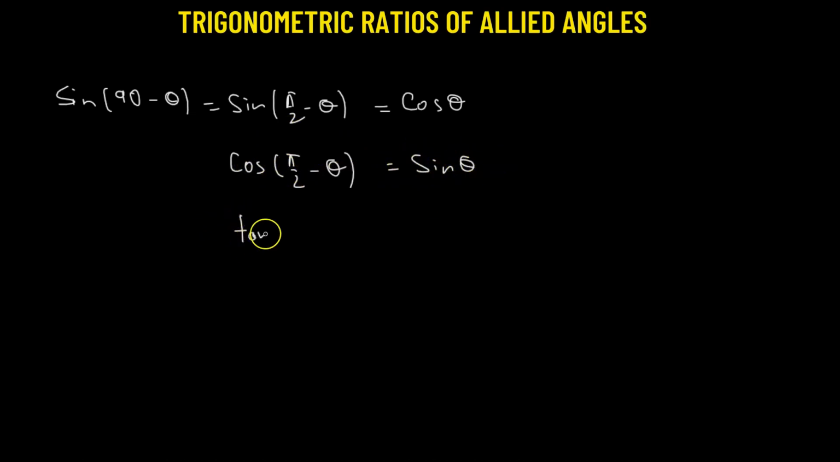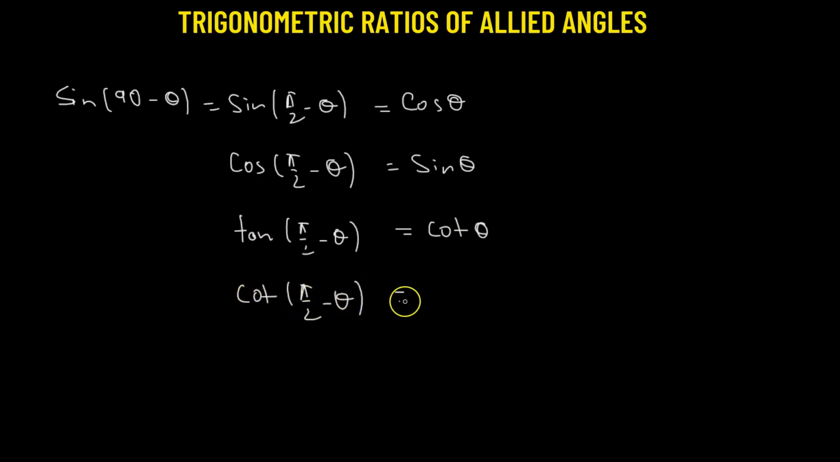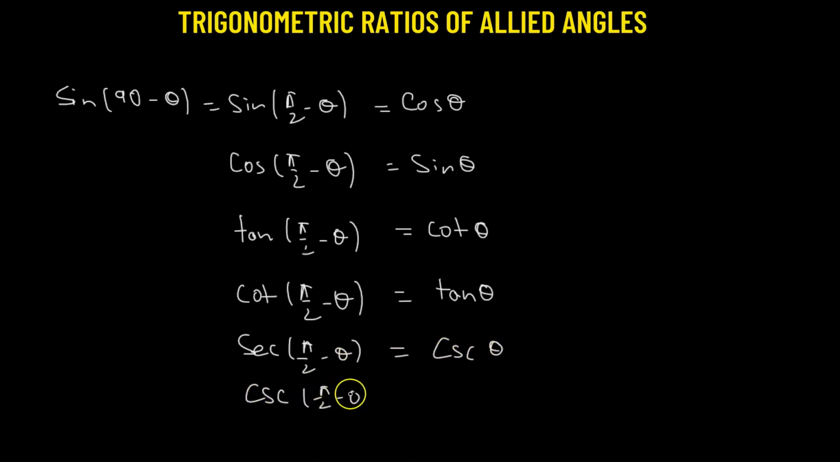What about tangent? Tangent of pi over 2 minus theta: the tangent must change, so it will become cotangent theta. Cotangent of pi over 2 minus theta will become tangent theta. Then we have secant of pi over 2 minus theta. Secant will become the cosecant function, so we get cosecant theta. And cosecant of pi over 2 minus theta will become secant theta.